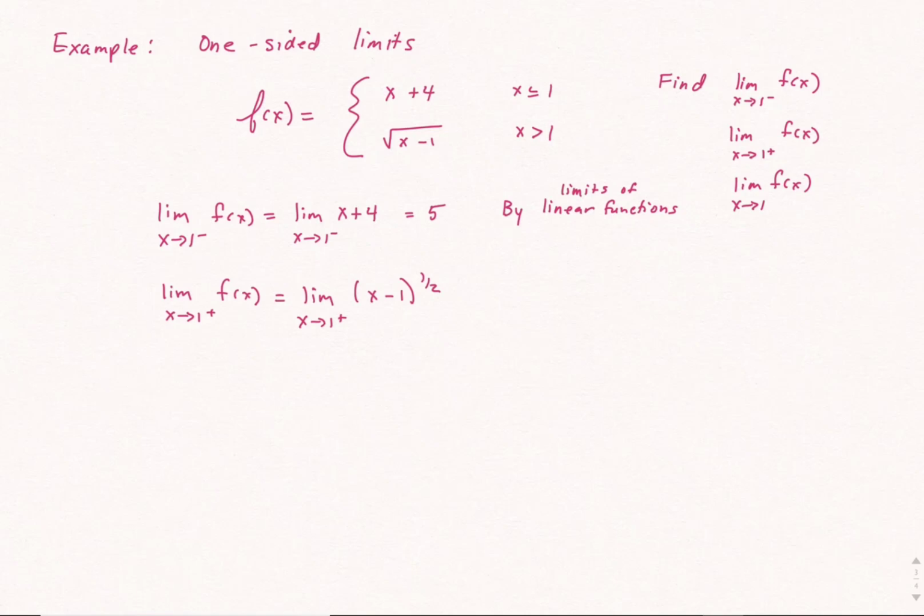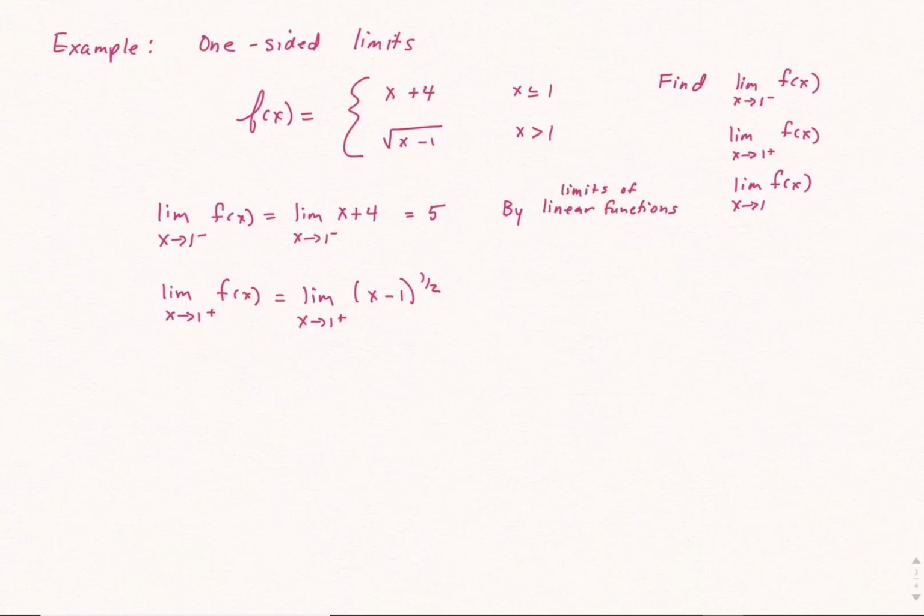When I'm approaching x from the right-hand side, the part of my function of f of x is the square root of x minus 1. Notice I've rewritten this as a fractional exponent. Since none of my limit laws had anything to do with square root signs, but I do have a fractional power rule, I'm going to go ahead and write it in this form.